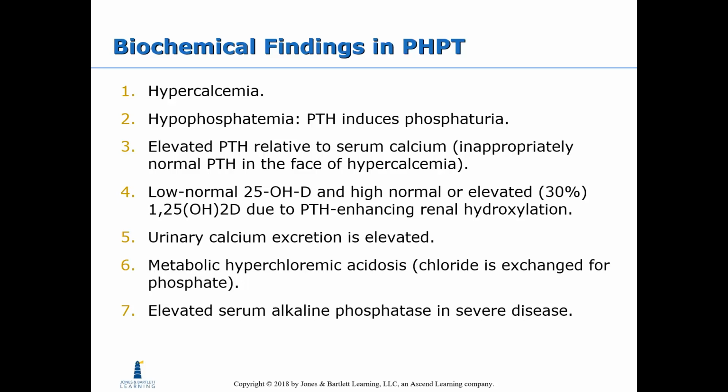Biochemical findings in PHPT: hypercalcemia, hypophosphatemia, elevated PTH, low normal 25-OHD, and high normal or elevated 1,25-OH2D. Urinary calcium excretion is elevated, with metabolic hyperchloremic acidosis. Again, chlor is talking about the chloride ion, and acidosis is talking about the pH of the blood dropping. Elevated serum alkaline phosphatase in severe disease.